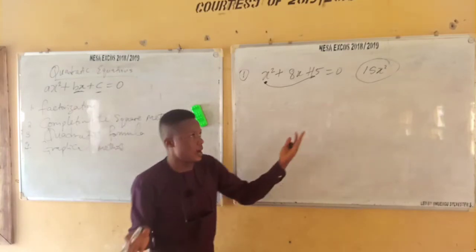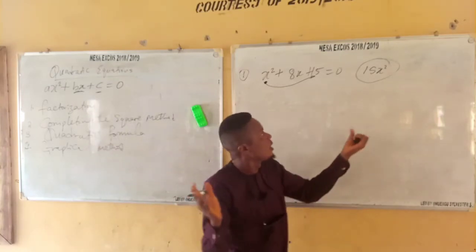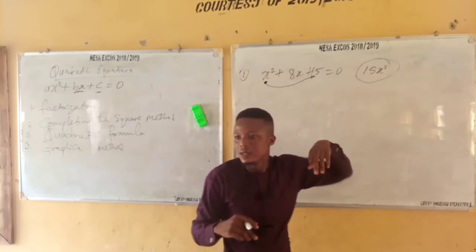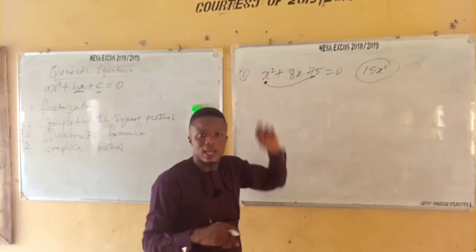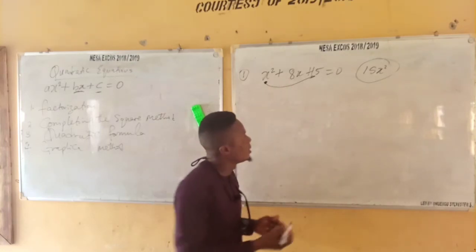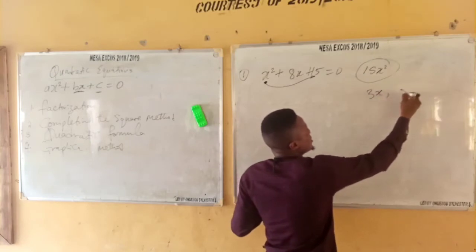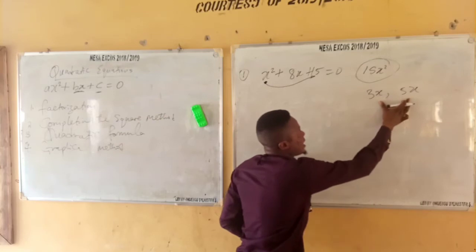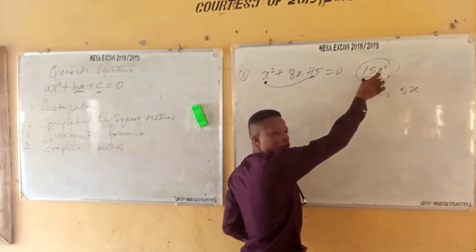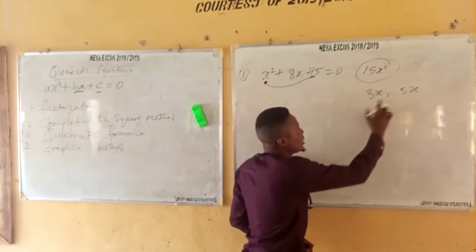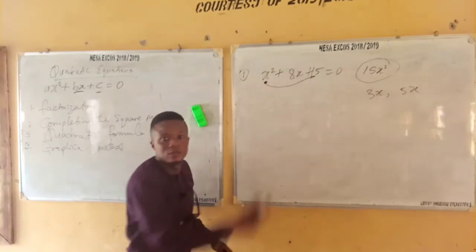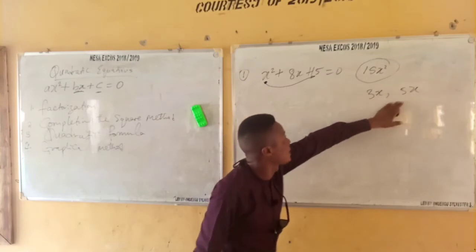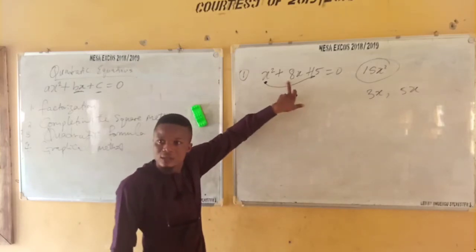Now think of two numbers, two terms, not just numbers. Think of two terms you have to multiply to get 15x squared, and when you add them together, you get 8x. So you have 3x and 5x, because 3x multiplying 5x will give us 15x squared, and 3x plus 5x will give us 8x. So you see that these 3x and 5x can now be used to replace 8x.